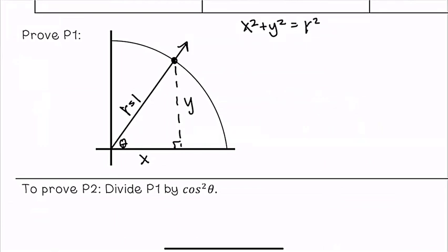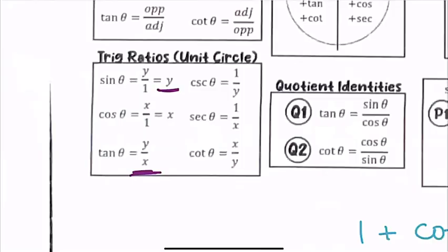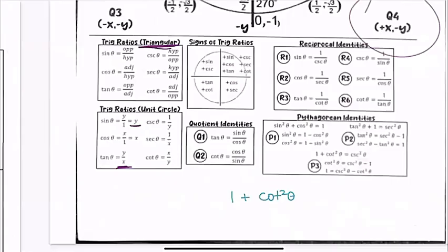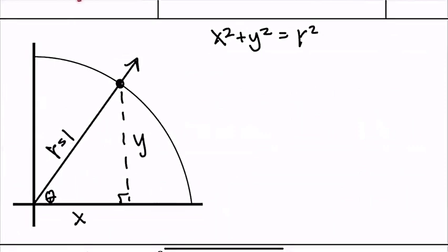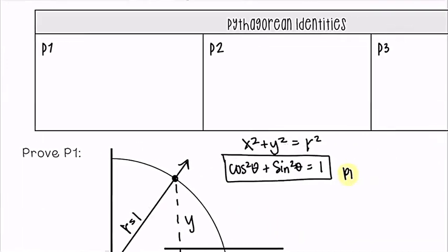Here we know r is 1, so that'd be 1 squared. And then for x and y, if you look over here, oh, excuse me, we know that sine is y and cosine is x. So instead of x squared, I could use cosine squared. Instead of y squared, I could use sine squared. And then r squared is 1 squared. 1 squared is just 1. This here is our first identity. It is called P1. And we're going to put it up here in this box where it says P1.